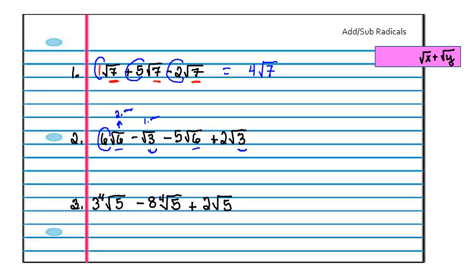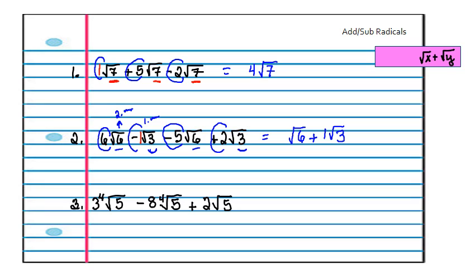And so what we're going to do is add together our coefficients. Just watch the sign. 6 take away 5 is 1, so we have a square root 6. And on the next one, with the 3's, we have a negative 1 plus a 2, which is a positive 1 and a square root of 3.